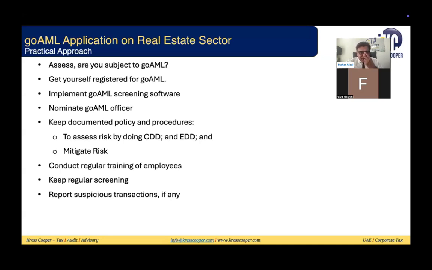In case you are not doing this, for sure there are penalties, and they are very huge. So this is a very high level discussion about goAML and how it can affect the real estate sector. I'm repeating, only the brokers need to implement the software. They need to put the policies and procedures in place, nominate the goAML officer, and do the customer due diligence and enhanced due diligence. Then they need to put policies and procedures in place to identify suspicious transactions, and report any suspicious transaction to the Financial Intelligence Unit immediately.